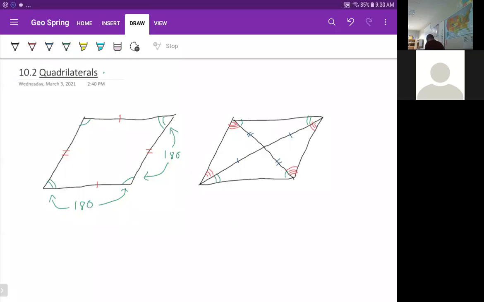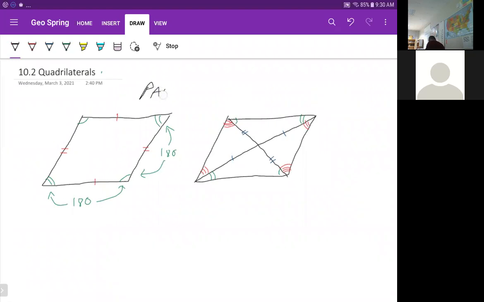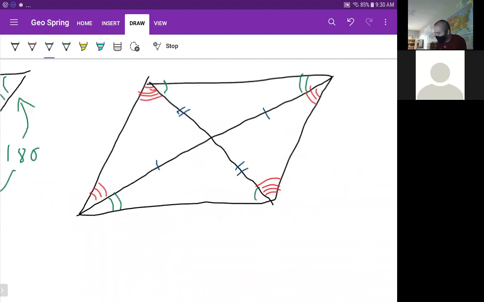Okay, so first thing we're going to talk about here is the parallelogram. So these are two parallelograms. A parallelogram has four sides, opposite sides are parallel, equal in... what does that say? Equal in length. Yeah. It's called a parallelogram because the opposite sides are parallel to each other.